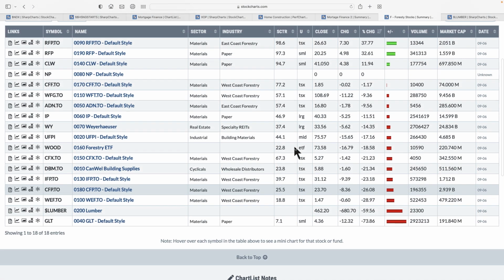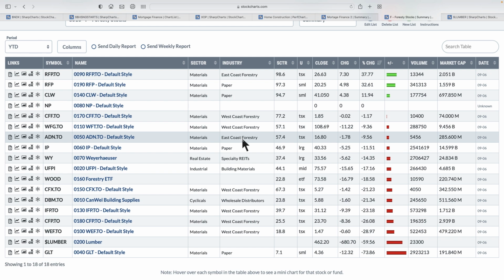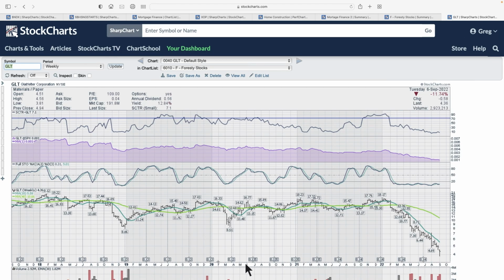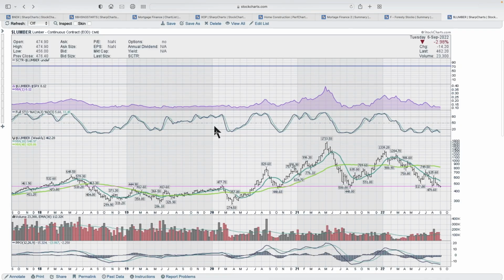And then we have forestry stocks. And you can do the same thing here. You can go in and check out different forestry companies. A lot of these are Canadian, but the idea behind the concept is still the same. You just want to go in and look and see what's happening in general. And so you can set it to year to date or whatever, one week at a time. But here's a company, GLT. I don't know anything about this company. It was an $18 stock. It's at $4. That's a pretty rough start to the year.